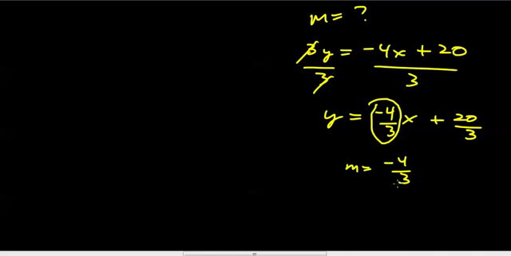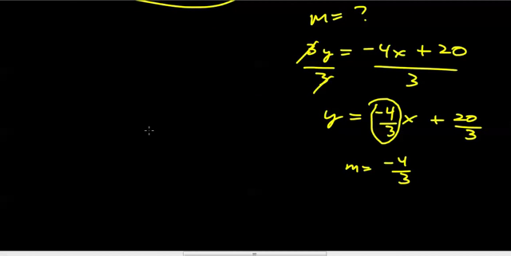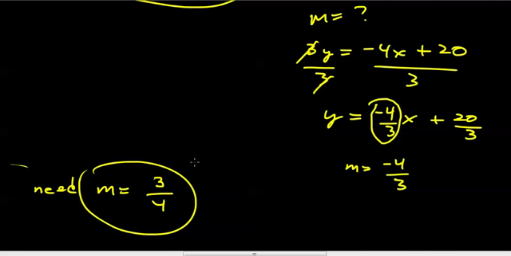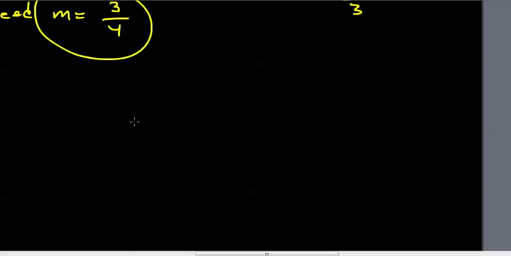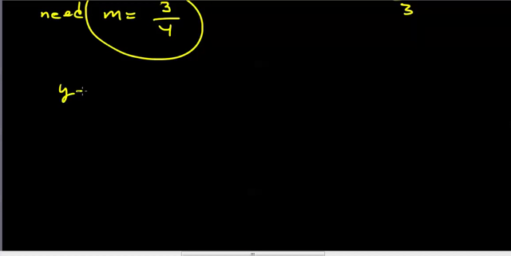So remember, the line we need is perpendicular. So we must have the negative reciprocal of minus 4 thirds. What's the negative reciprocal of minus 4 thirds? That's, of course, positive 3/4. Hang on a minute. We were given a line with a slope of minus 4 thirds, so we need a new slope of positive 3/4, right? Alright, so I know my equation must look like this: y equals 3/4 x plus b, but we don't know the y-intercept.